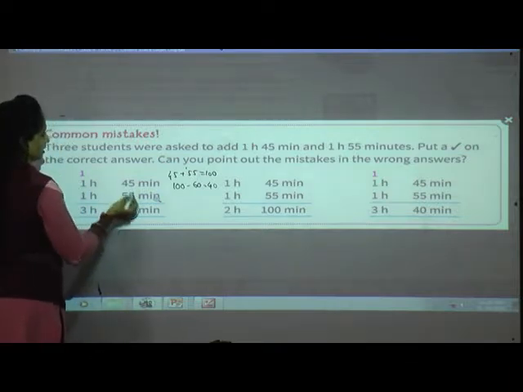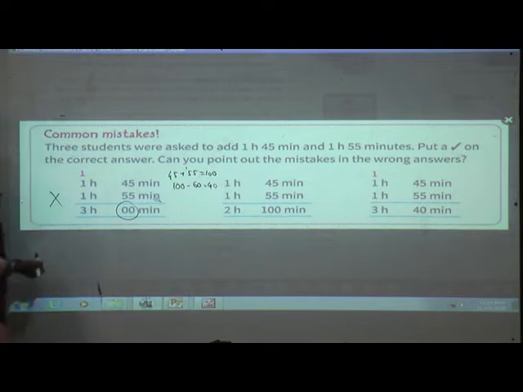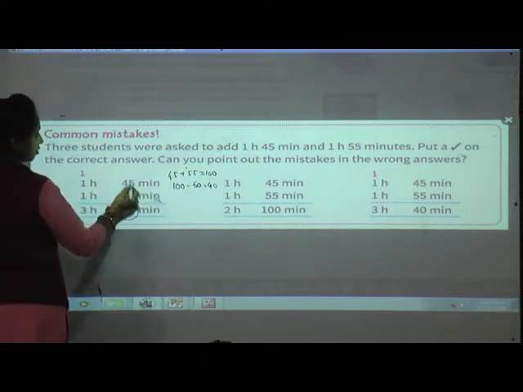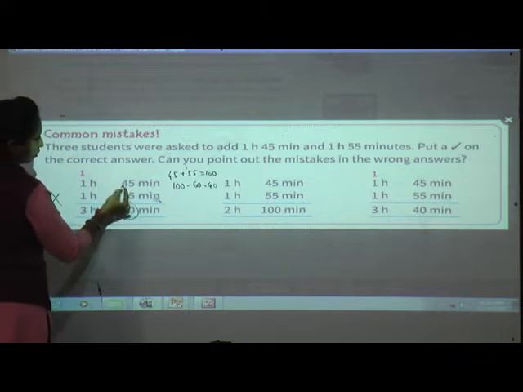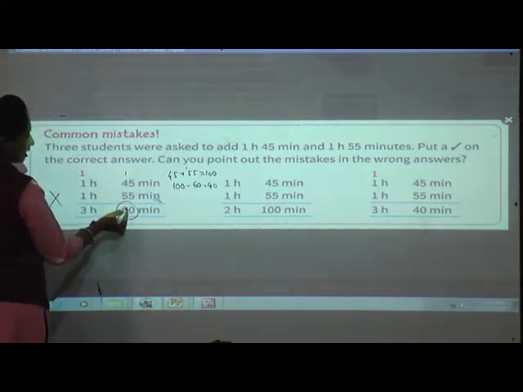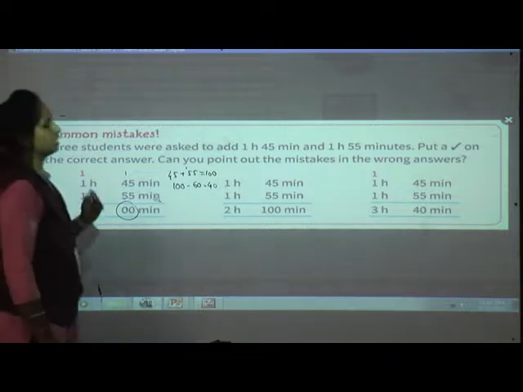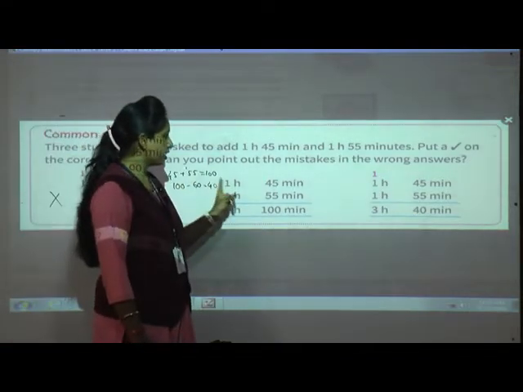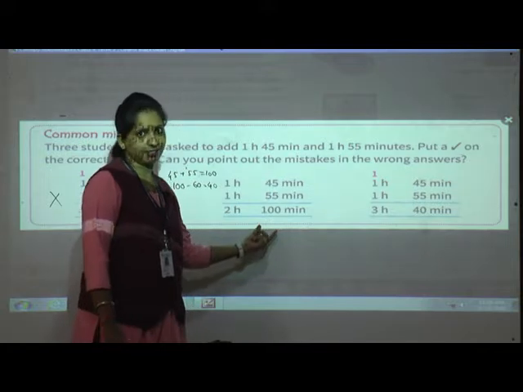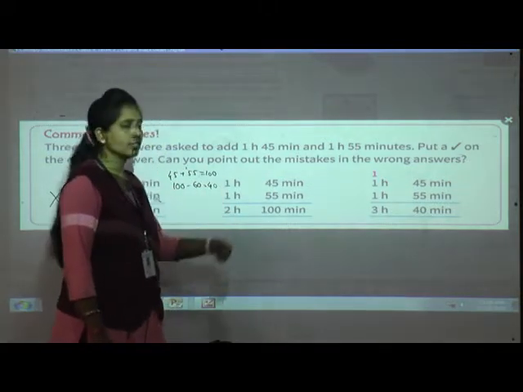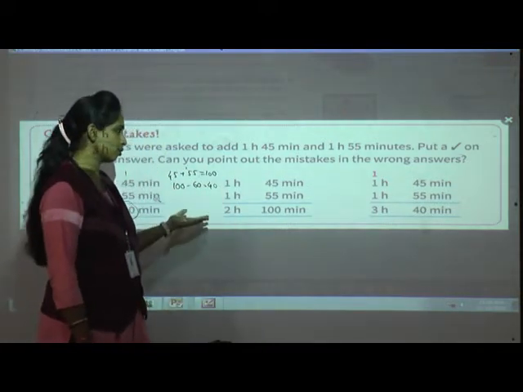What did he do? Simply, 5 plus 5 is 0, 5 plus carry 1, 5 plus 5, 0, plus 4 is 10, 0, and here 1 he carried. So simple addition, the way we do ordinary numbers, in the same way he has done the addition. So the answer is wrong. Now let's see what the second student has done. See, he has written minutes as they are in the minutes column and hours as they are in the hours column. This is totally wrong.